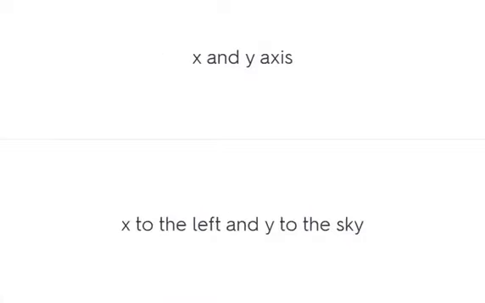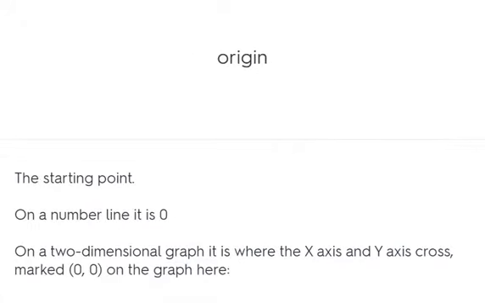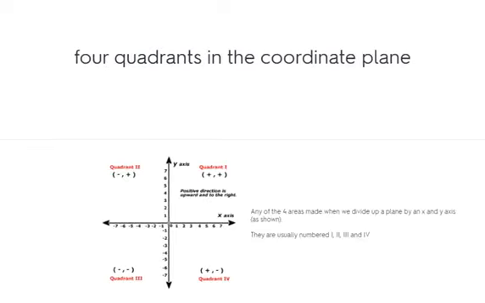X and Y axis: x goes left and right, and y goes to the sky. Origin: the starting point. On a number line it is 0. On a two-dimensional graph it is where the x-axis and y-axis cross. 4 quadrants in the coordinate plane: any of the 4 areas made when we divide up a plane by an x and y axis. They are usually numbered I, II, III and IV.